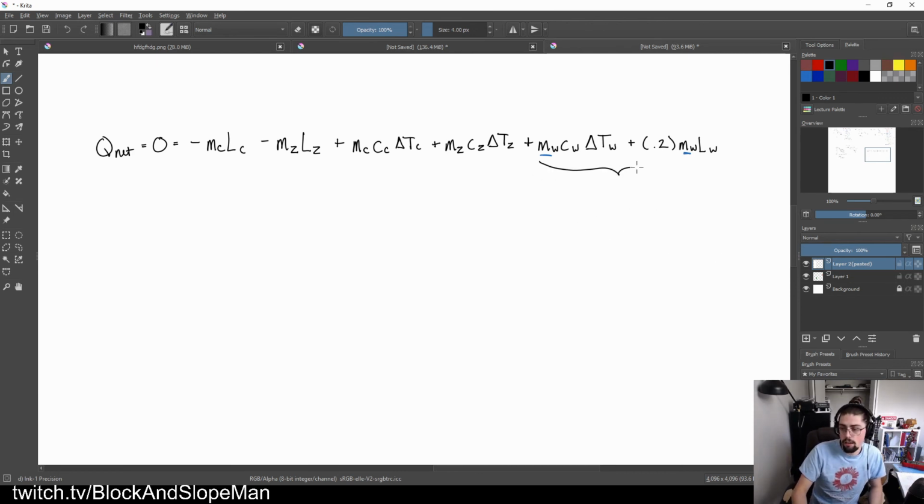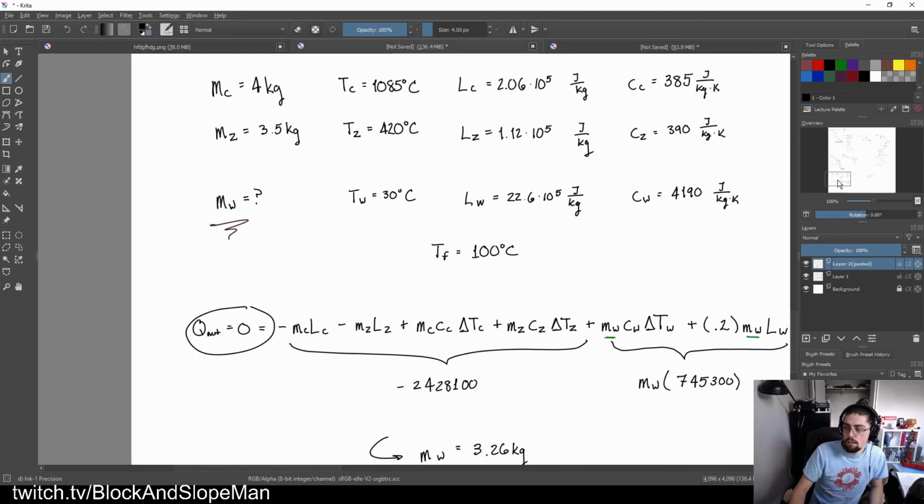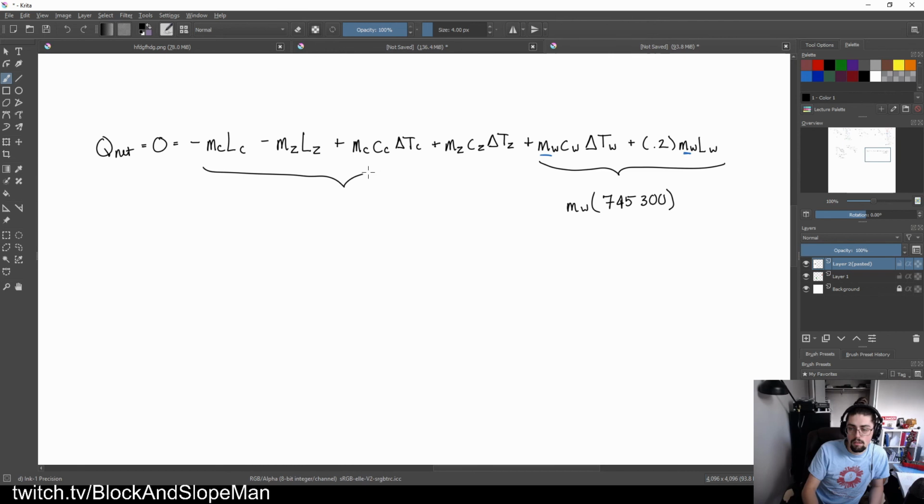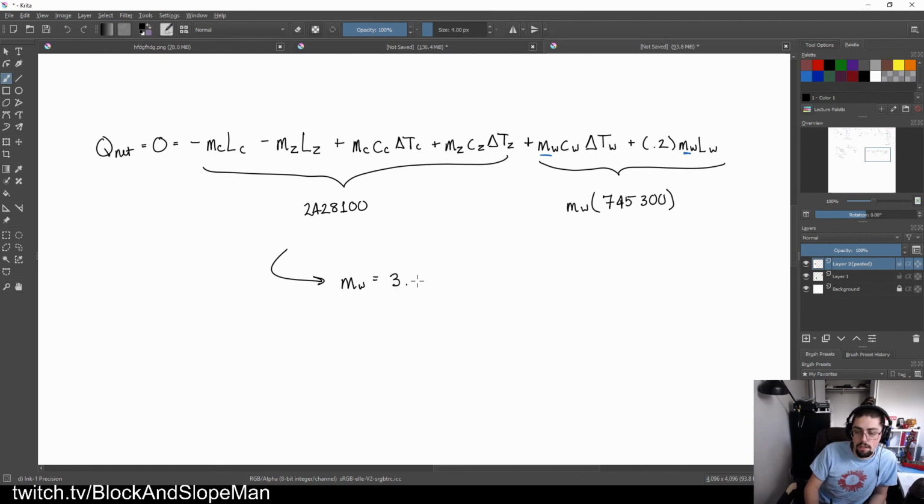This term right here should turn into something like mass of water times 745,300. I'm going to go back to my old slide on this one. 242,8100. For that one, right? For a final value, the mass of the water should be something like 3.26 kilograms.